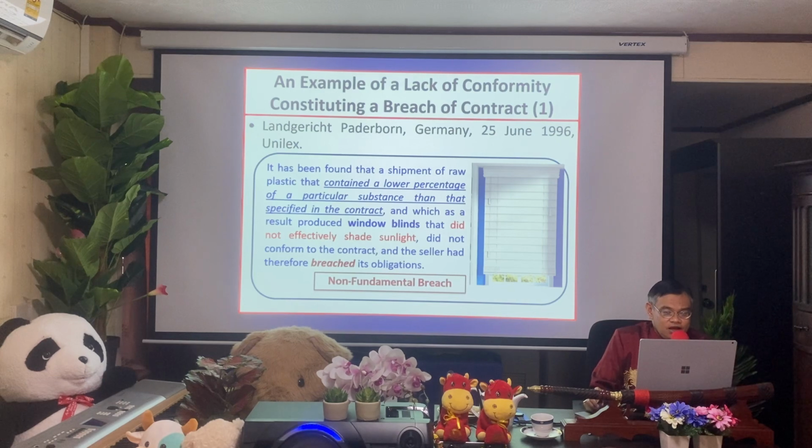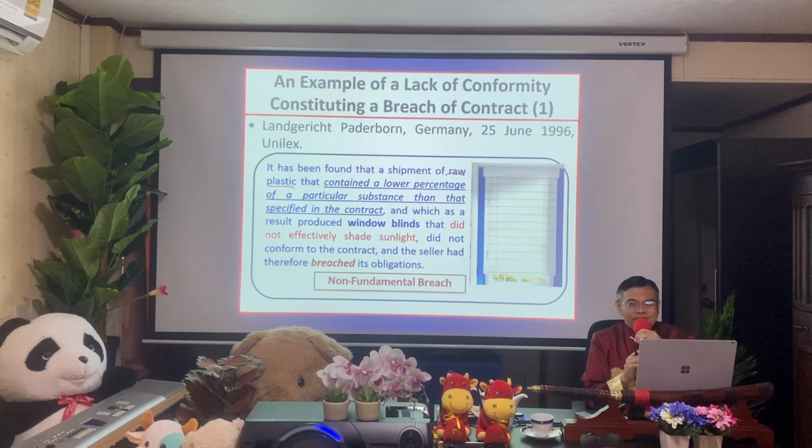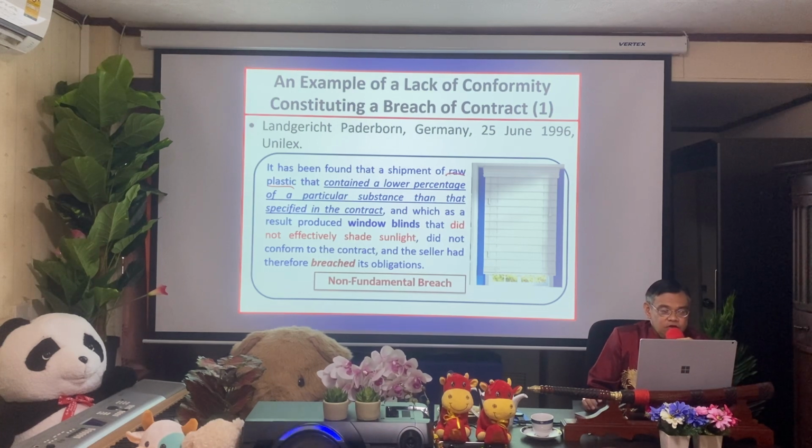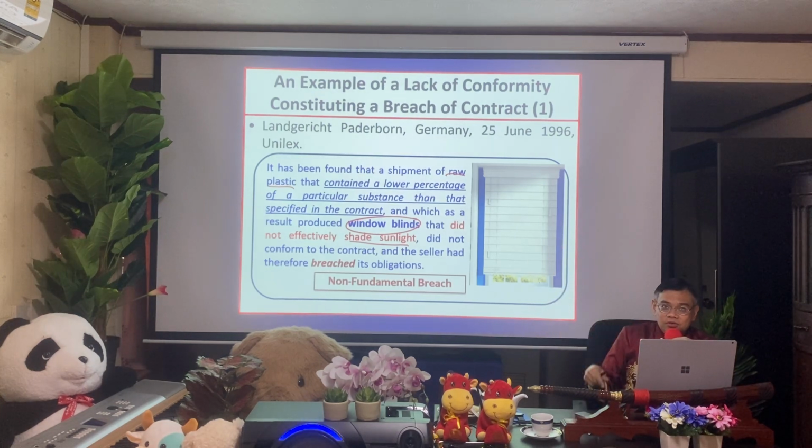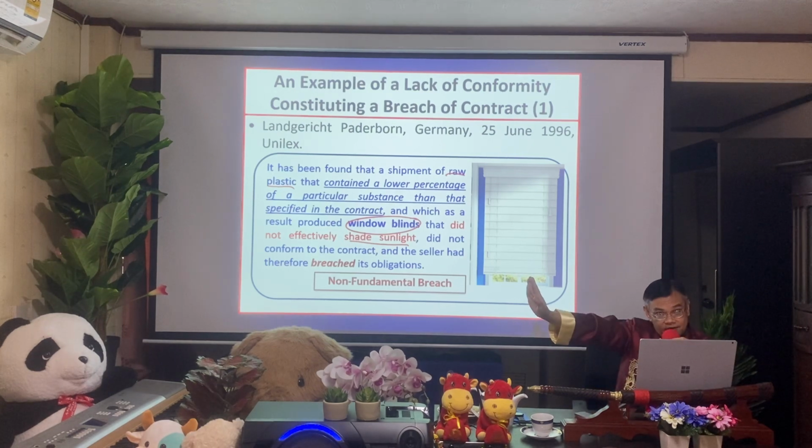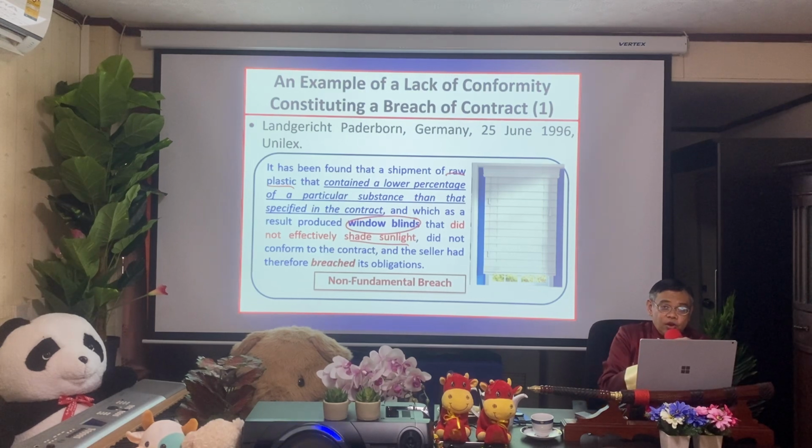In one case, it is the sale of raw plastic. The raw plastic was sold and was intended to be used for producing window blinds. You know, window blinds are normally used for what? For shading sunlight. You can install window blinds for your windows in order to prevent light from coming in. The contract of sale required the raw material to contain a specified percentage of the substance which could shed the sunlight very effectively.